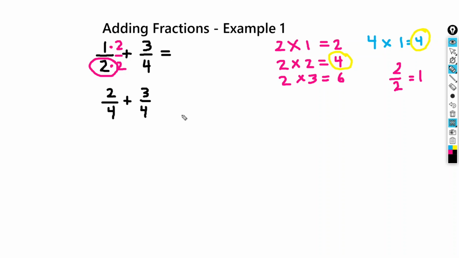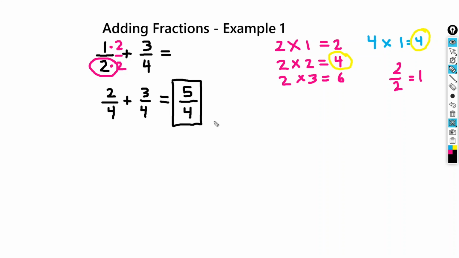Okay, so now we're going to our next step. We're going to add the numerators, so 2 plus 3 is going to equal 5, and then we keep the denominator the same. We keep it as 4. So now we could leave this as 5/4, and typically I do just leave it as 5/4 as a solution.